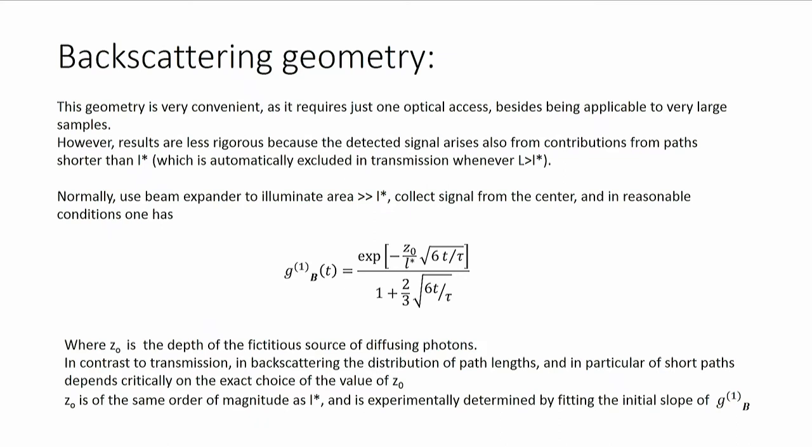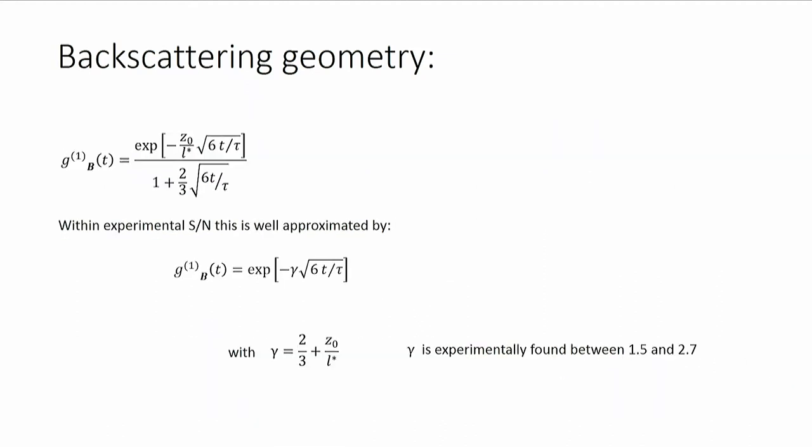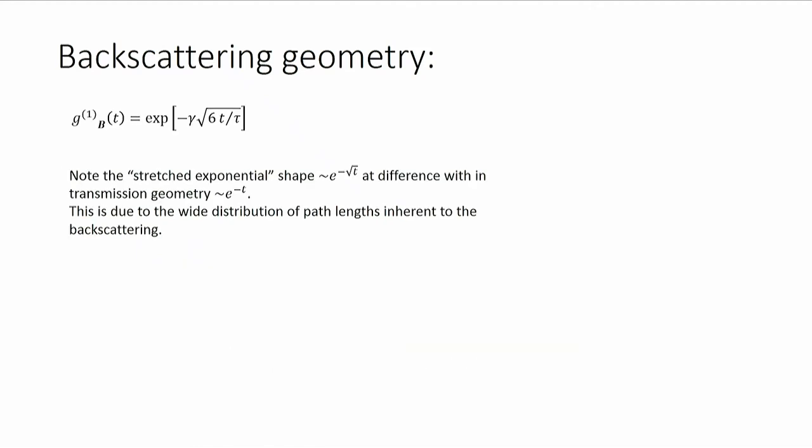The other is that it is lower. We will see why. In any case, in backscattering, I have a different shape. The shape is that of a stretched exponential. The stretched exponential is due to the fact that in backscattering, I have contribution from many different thicknesses, from many different depths. Shorter depth means fast decay. Deeper depth means slower decay. And the sum of them means this stretched exponential shape.